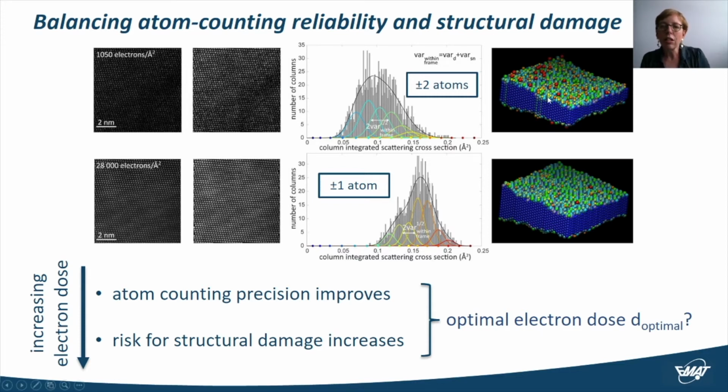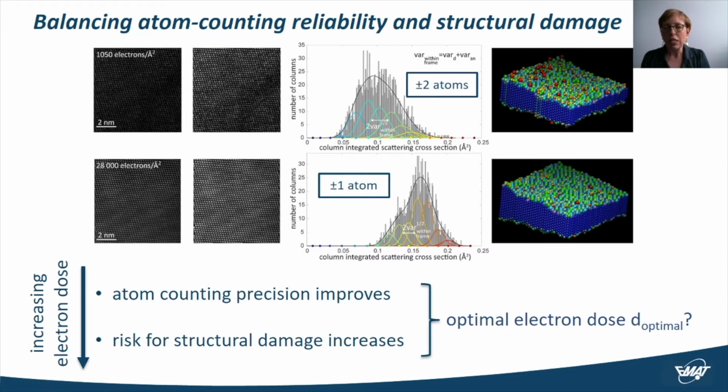This is also clear in this 3D atomic model, where we have placed the atoms symmetrically around a common plane. The limited atom counting reliability gives the impression of a rough surface. If we increase the electron dose, then you can see that the overlap between neighboring components is reduced, and that improves the atom counting precision to plus or minus 1 atom. Also, the 3D model now shows a cleaner surface.